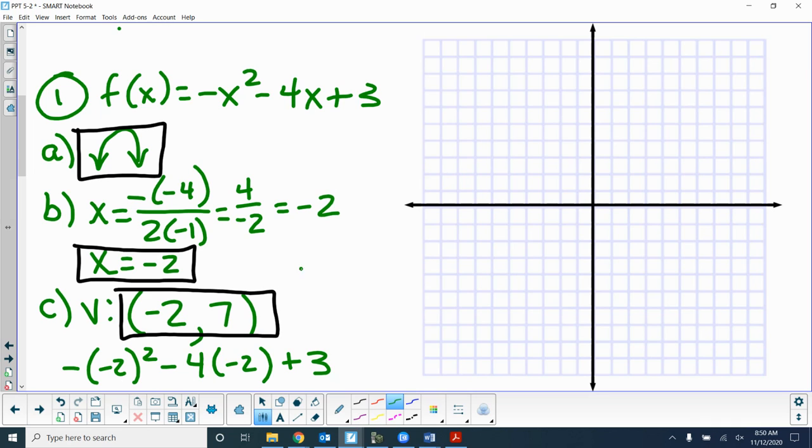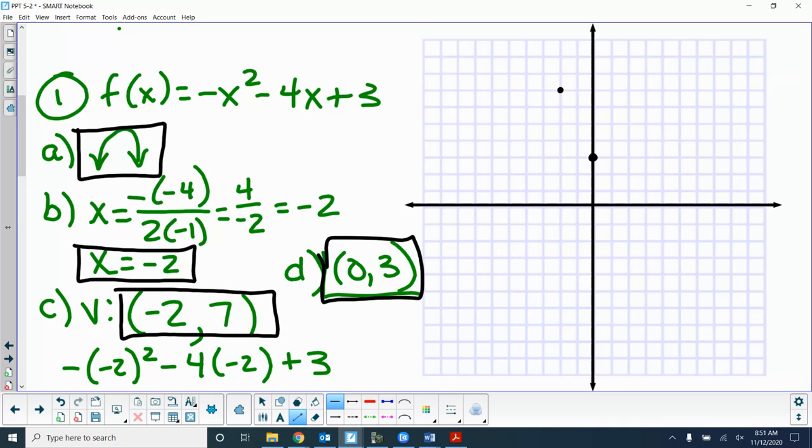D is really easy. Just squeeze it in there. What is it? Yeah, 3, 0, 3. Question so far? So just like the one we warmed up with, right? And then graph it. Okay? So, 0, 3 is my y-intercept. Negative 2, 7. 1, 2, 3, 4, 5, 6, 7. My axis of symmetry is right up negative 2 there.